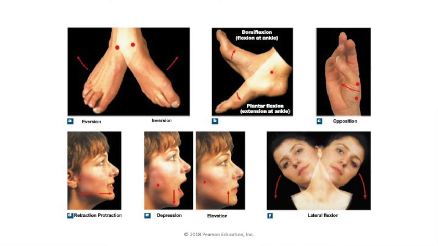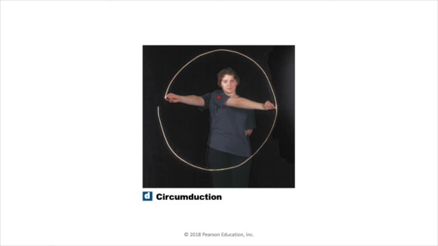Okay. And the last one that I don't see a picture of is circumduction. And so circumduction, here you have, oh, how's that for art? So at the shoulder joint here, if you had your arm straight out, you could move that arm around in a wide circle. That's circumduction. You can also move it in a smaller circle. It's still circumduction. Moving your arm like this.